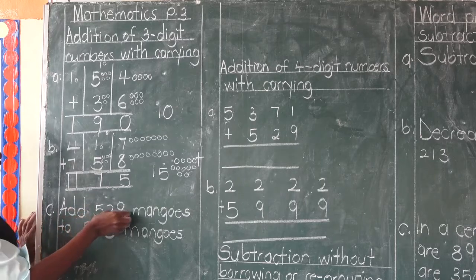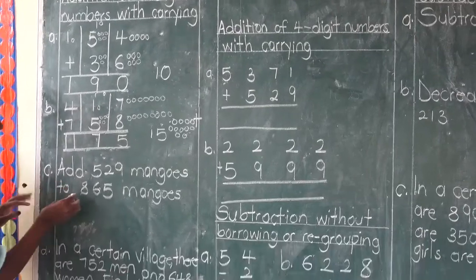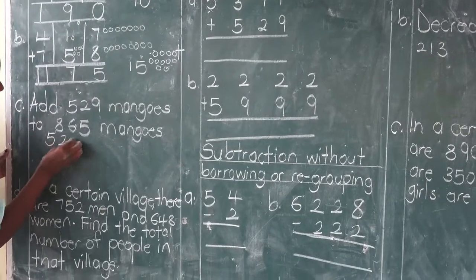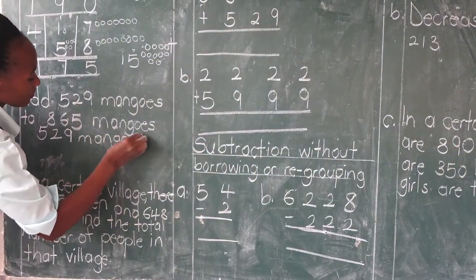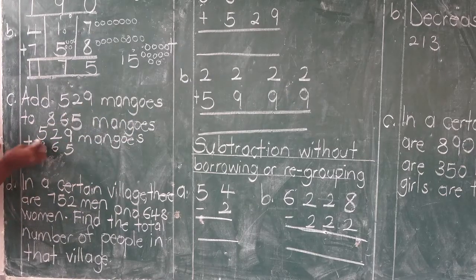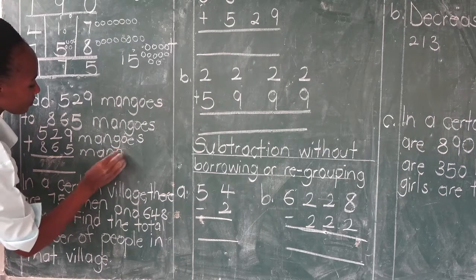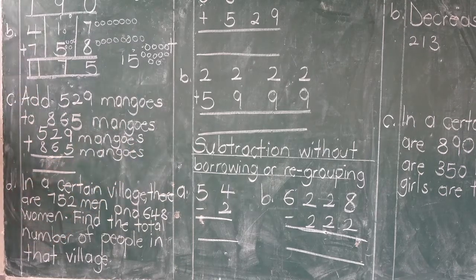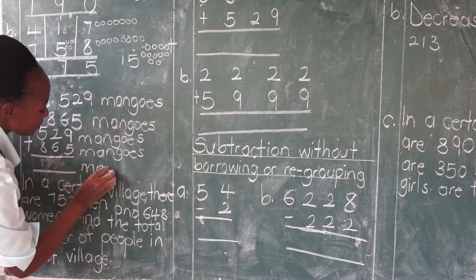Add 529 mangoes to 865 mangoes. We shall have 529 mangoes plus 865 mangoes. When my eyes are coming from the first place value, which is 1s, before I find those digits under 1s, I see we have the word mangoes. That's what I'm going to write first, mangoes.